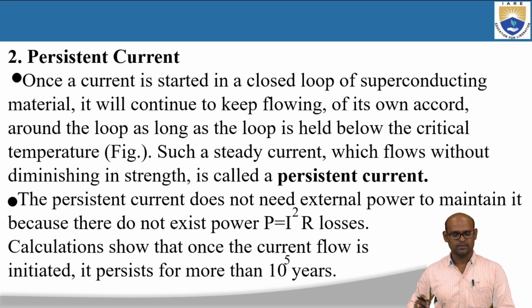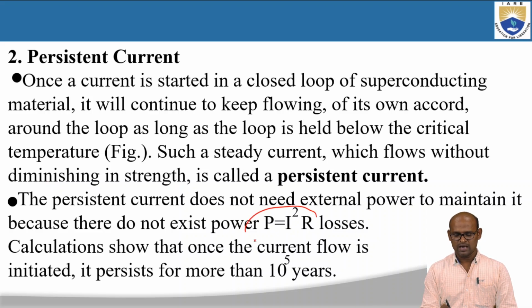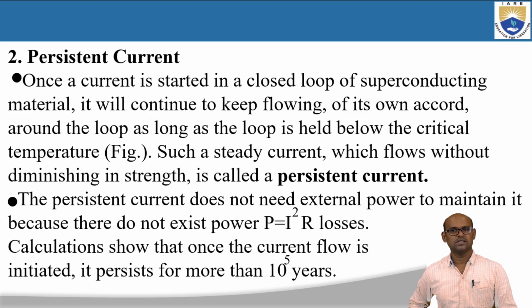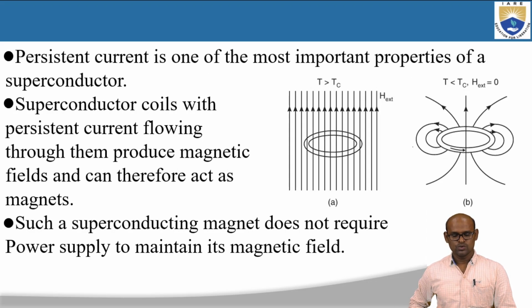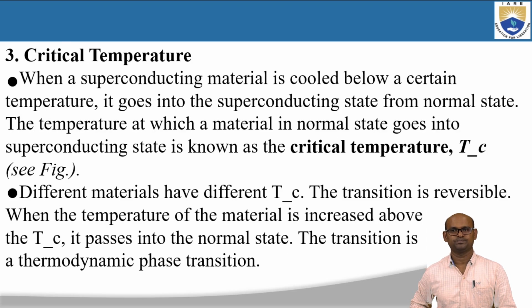Careful experiments found that there is no change, so the resistance is zero in the superconducting state. Once a current is started in a closed loop of superconducting material by changing the magnetic field, it will keep flowing without diminishing in strength. Such a current is called persistent current, because there are no power losses in the superconducting state. Because resistance is zero, the current induced in a superconducting ring can flow up to 1 lakh years. So the important property of a superconductor is this persistent current, because it will flow forever.